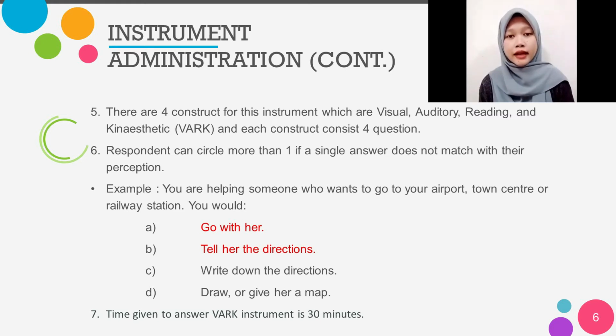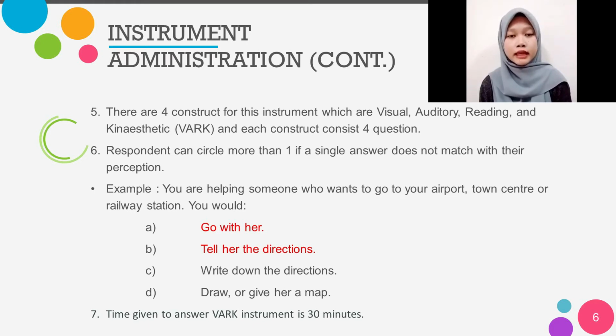Next, respondents can choose more than one answer if a single answer does not match their perception. For instance, as you can see in the slide, this is an example of VARK questions. Number 1: you are helping someone who wants to go to your airport, town center, and railway station.